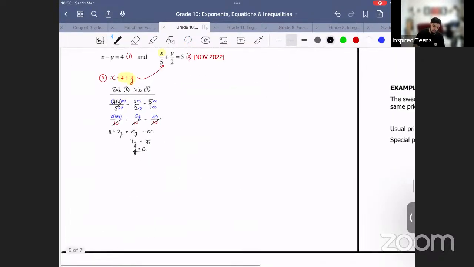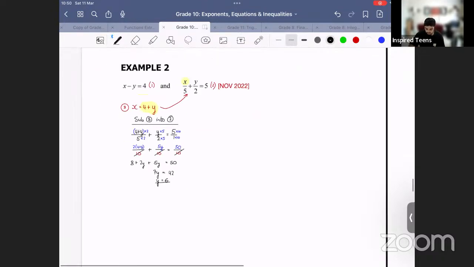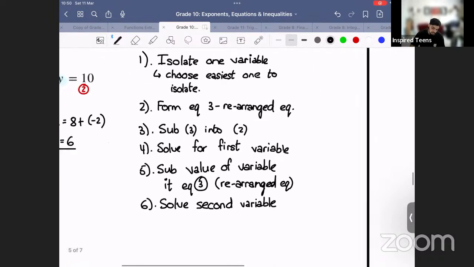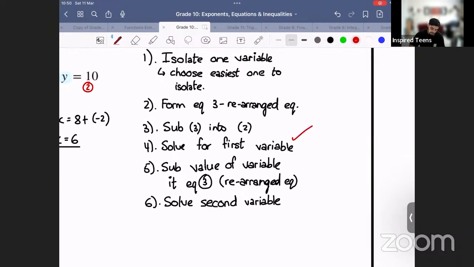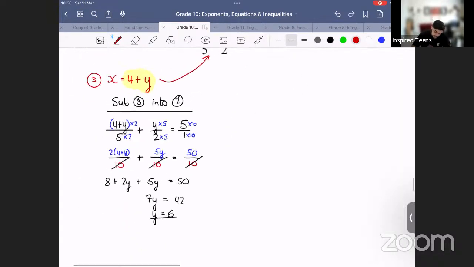Okay, so now we solved for the first variable. Once we solve for the first variable, we can substitute that value into the rearranged equation. So let's do that. We just solved for y as 6. So I'm going to take my rearranged equation and formulate x is equal to 4 plus the new y value we just solved for, 6. So x is equal to 10.